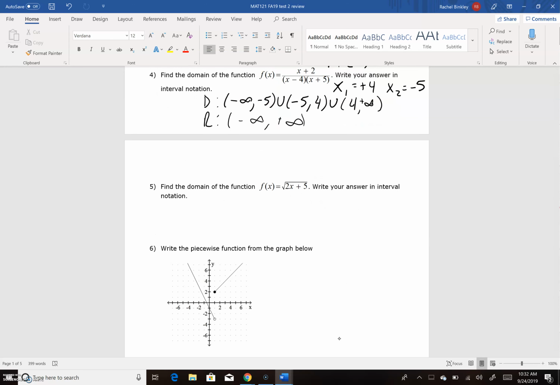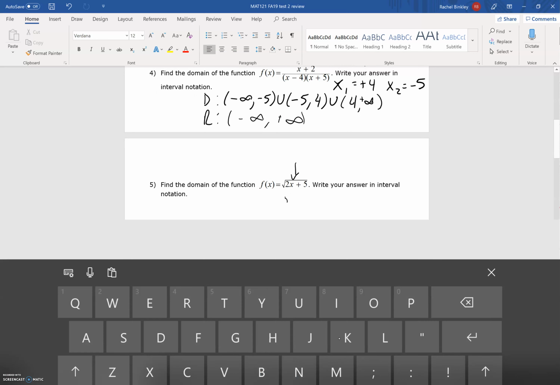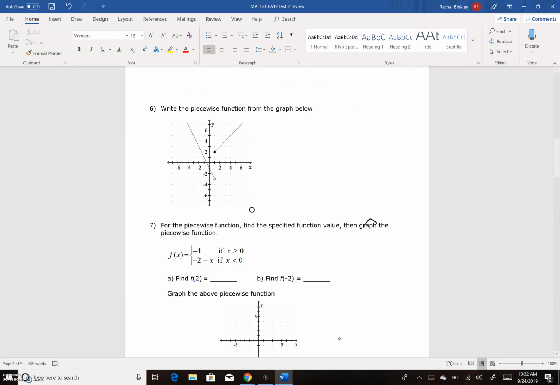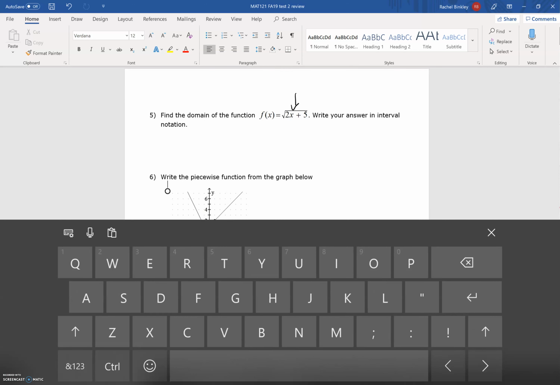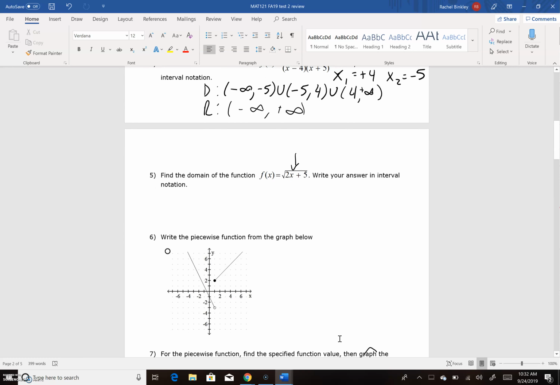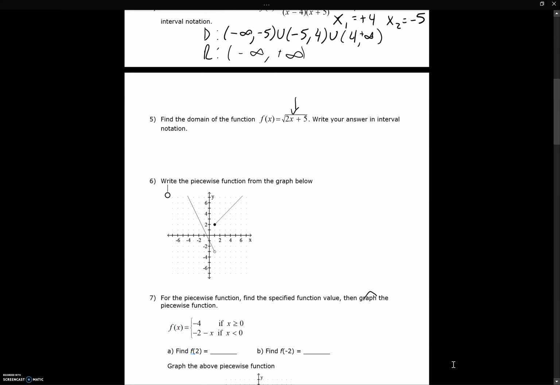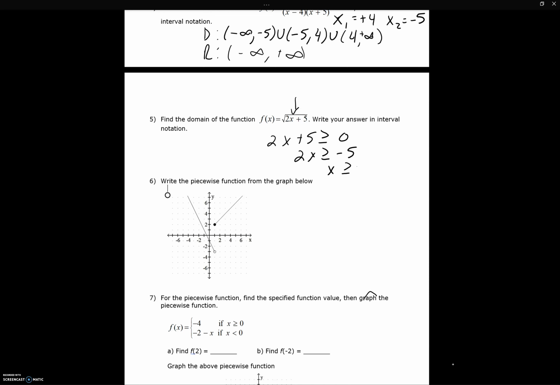So find the domain of this function. Well, we know that underneath here, 2x plus 5 must be greater than or equal to 0. Okay, so underneath there has to be greater than or equal to 0. So 2x has to be greater than or equal to negative 5. So x needs to be greater than or equal to negative 5 halves.